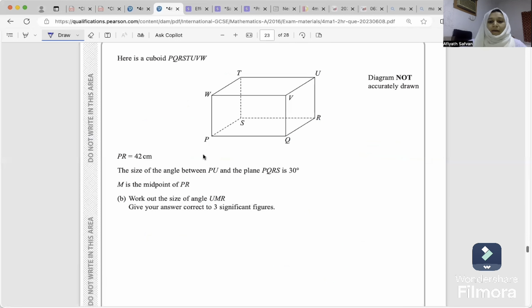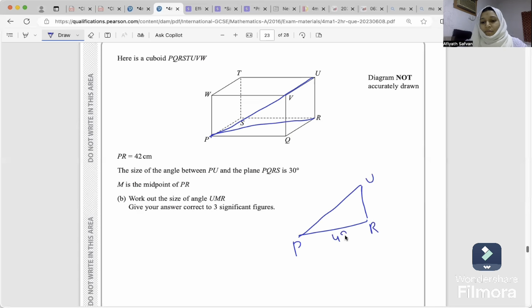And then PR is going to be 42. The size of the angle between PU and the plane PQRS is, so we know that PR we are going to join, so we know the length of them. And PU, so I'm going to join PU. So I'm going to get the new triangle here, which is PRU. So I know PR already, which is 42, and M is the midpoint. So I'll make a big triangle here.